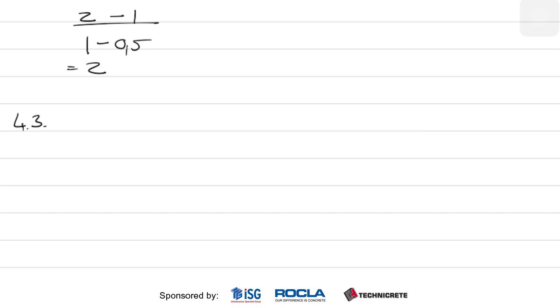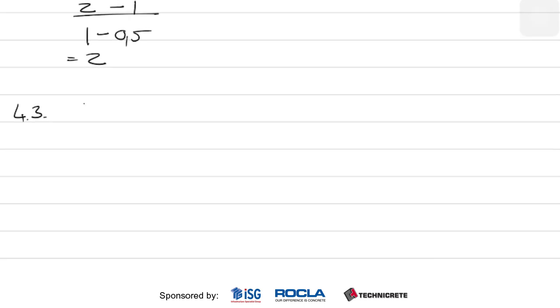Question 4.3 asks you to determine the net force applied on the object during the experiment. So how would we determine our net force applied? We have our equation: F net is equal to M times A.